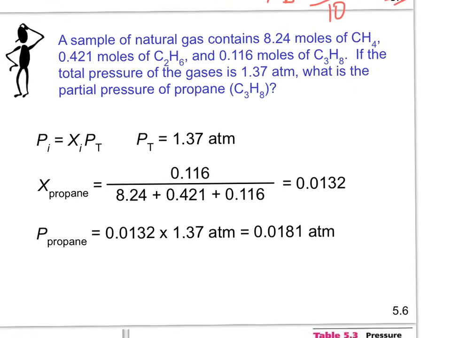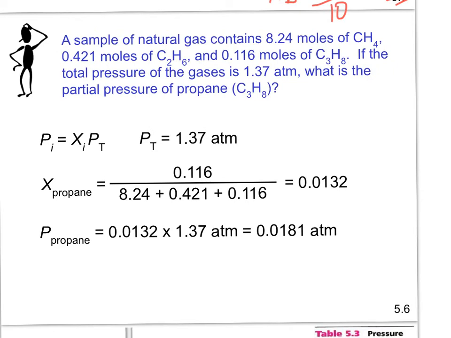So an example: a sample of natural gas contains 8.24 moles of methane, 0.421 moles of C2H6, right? So that's going to have no double bonds, so that's ethane, and 0.116 moles of C3H8, propane. If the total pressure of the gases is 1.37 atmospheres, what is the partial pressure of just propane?